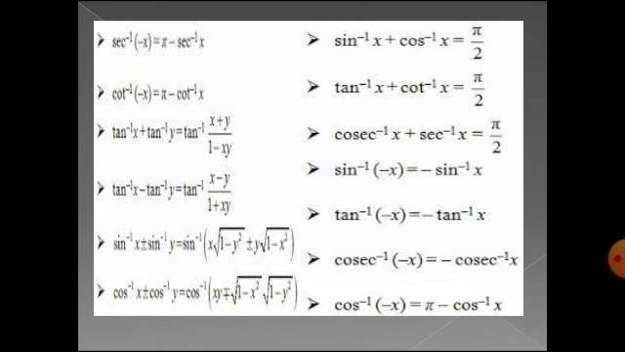Let us move to the next slide. That is, the next property is that sine inverse of minus x is nothing but pi minus sine inverse x. Cot inverse of minus x is pi minus cot inverse x. You should remember these properties. These are main properties, and this is another property, that is sine inverse of x plus cos inverse of x is equal to pi by 2. Tan inverse of x plus cot inverse of x is equal to pi by 2. Sec inverse of x plus cosec inverse of x is equal to pi by 2. These are the three main properties you have to remember.